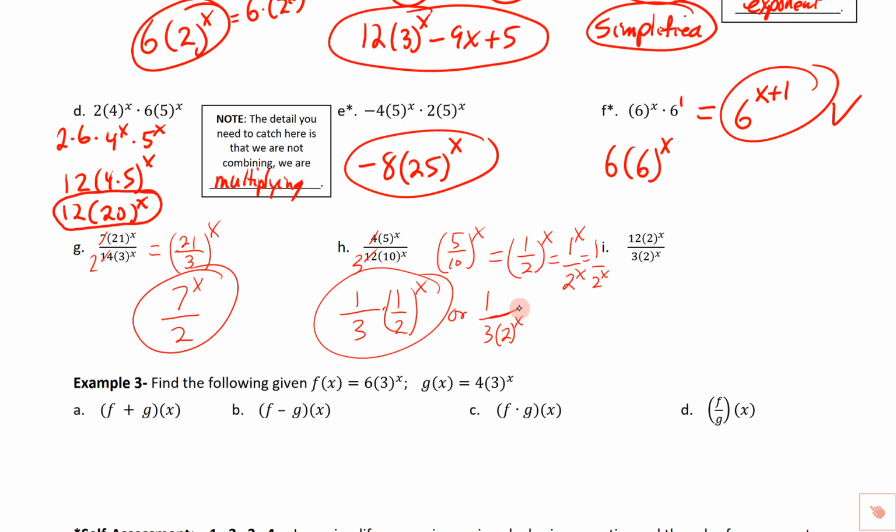And then let's take a look at this last one. And notice this one's kind of interesting because here we've got 2 to the x on top and 2 to the x on the bottom. Well, these are factors.